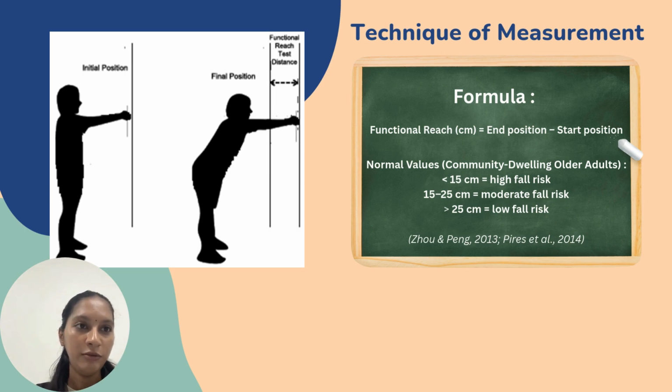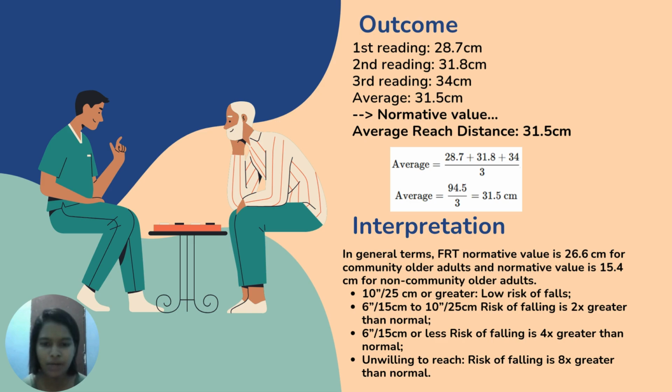For the technique of measurement, to get the functional reach, you take the ending position minus the starting position. For the normal values, less than 15 centimeters is considered high risk, 15 to 25 centimeters is considered moderate risk, and more than 25 centimeters is considered low risk. We will only take the second and the third readings out of the 3 readings that we do. Now, I will present the outcome of our functional reach test.